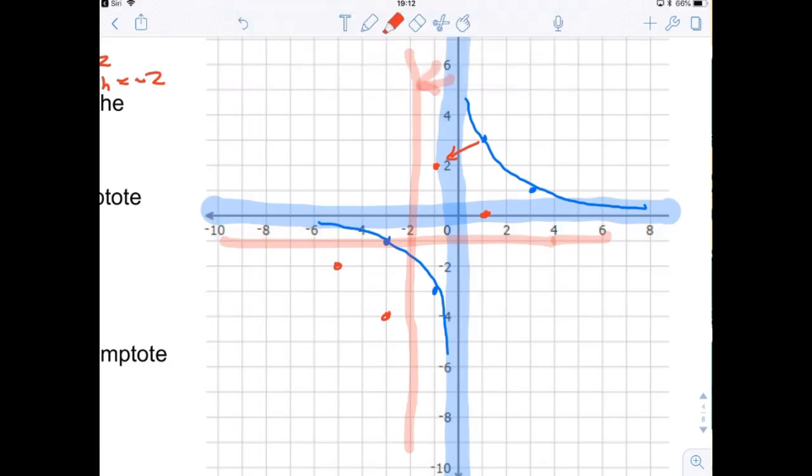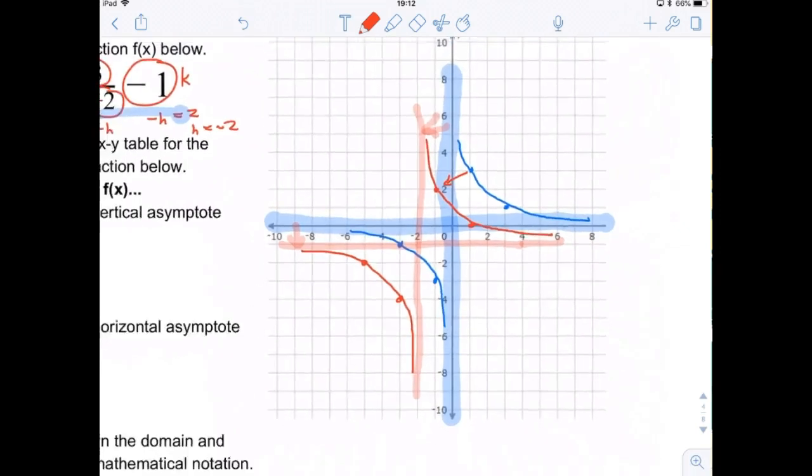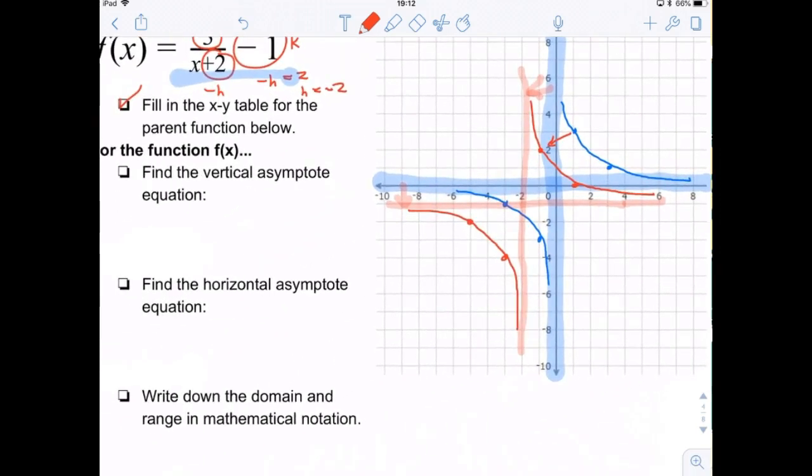And the horizontal red line is the blue line moved down by 1, but we didn't really move it to the left by 2 because you can't really tell. Okay? Now we're going to use the guide of the asymptotes to help us draw the red function, which is the translated function.